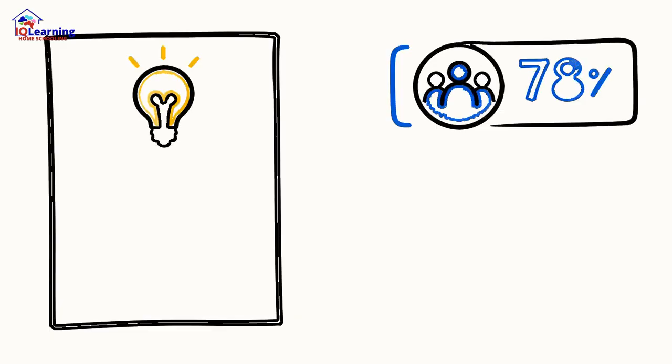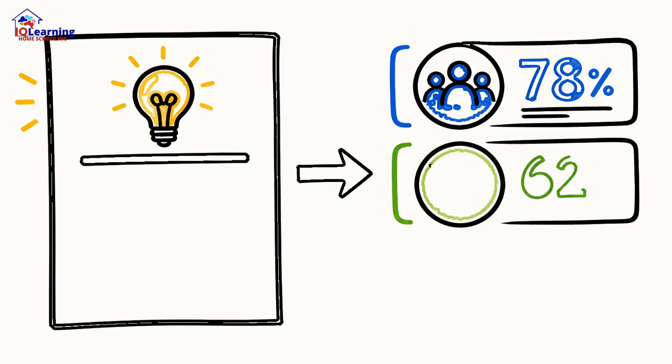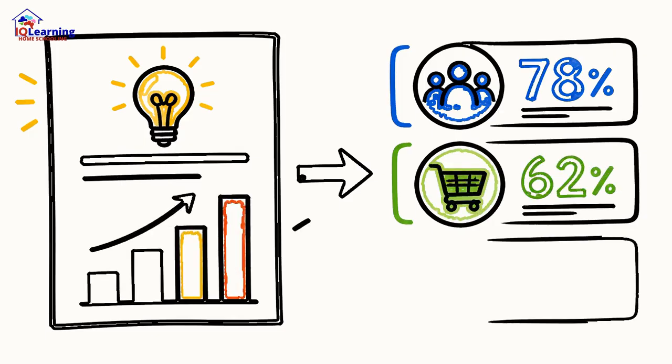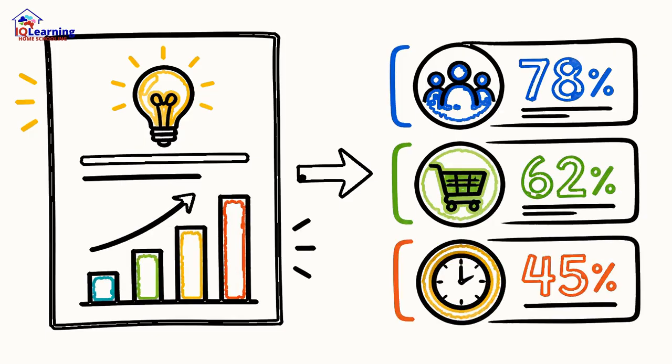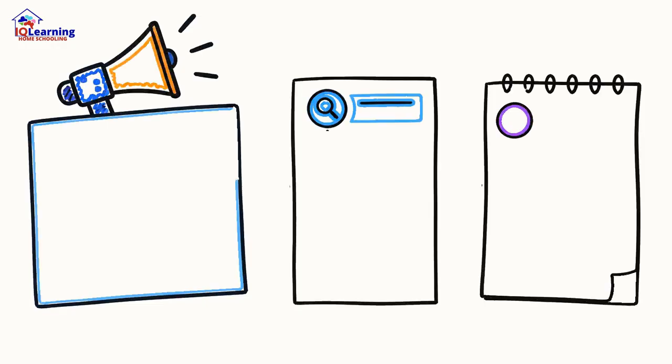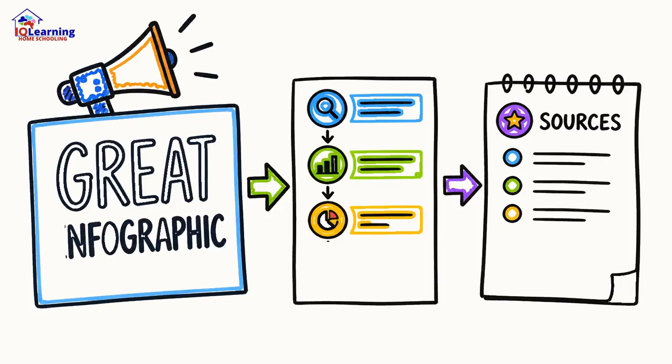We use contrast, like black text on a white background, to make key insights pop. We use proximity, grouping a statistic next to its icon to create instant understanding. An infographic needs a hero heading, a clear flow, and most importantly, a list of sources.